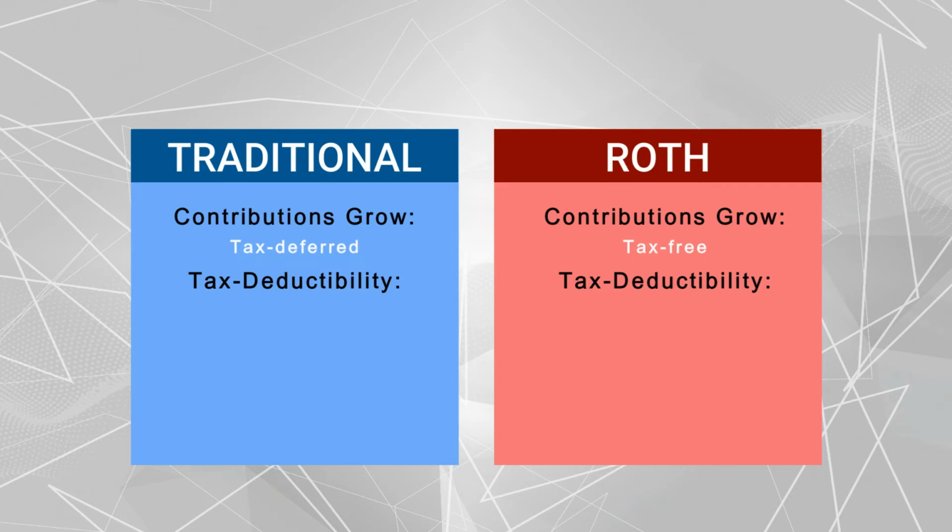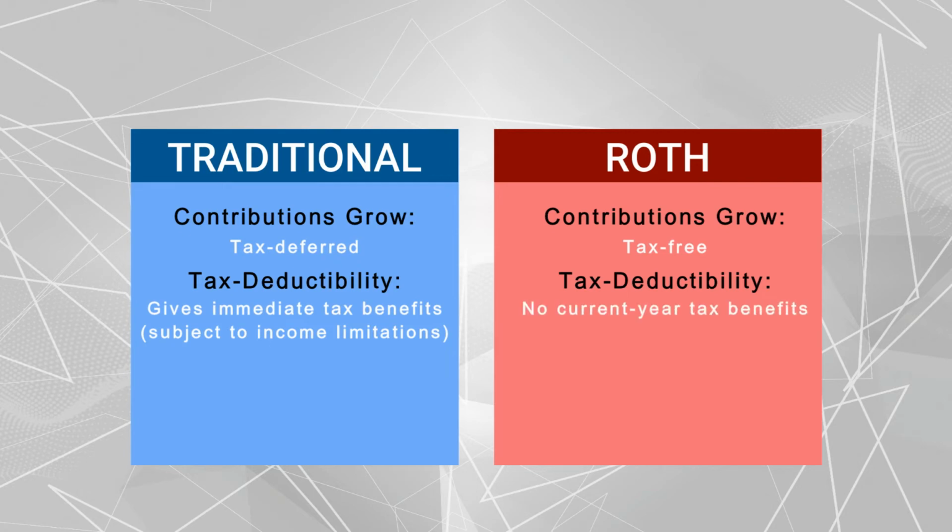When it comes to tax deductibility, in a traditional IRA, you get immediate tax benefits if you qualify to deduct your contributions when you are preparing for your yearly tax return. You can do this because a person is typically contributing pre-tax dollars to a traditional IRA. With a Roth IRA, you do not get any current year tax benefits. Your benefits will come later down the road.